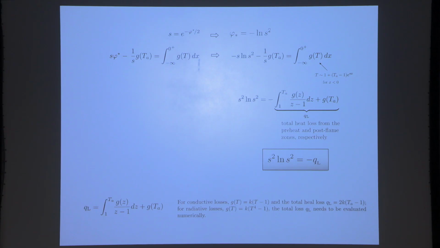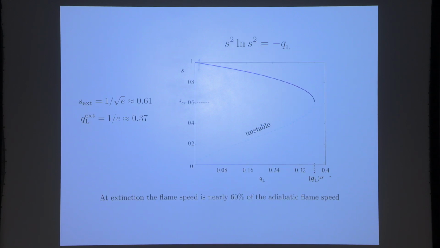And before doing that, I just said here that for a conductive loss, say when g of T is k(T minus 1), then it's easy to integrate this. You get that it's 2k times an expression in Ta minus 1. If it's T to the 4, you can integrate it numerically and you get a number. The idea is that QL is known. Okay, so now you graph it, and that's what you get.